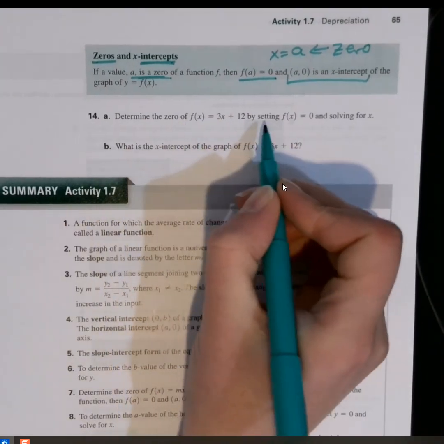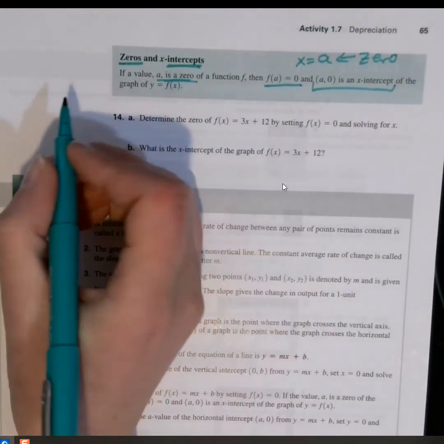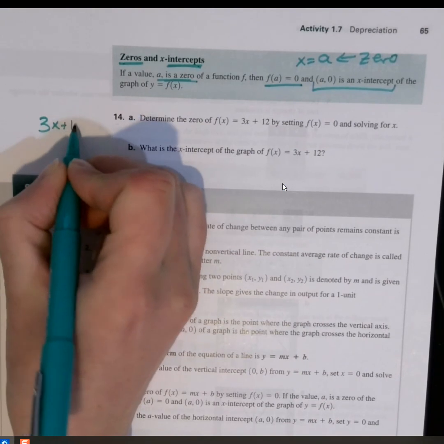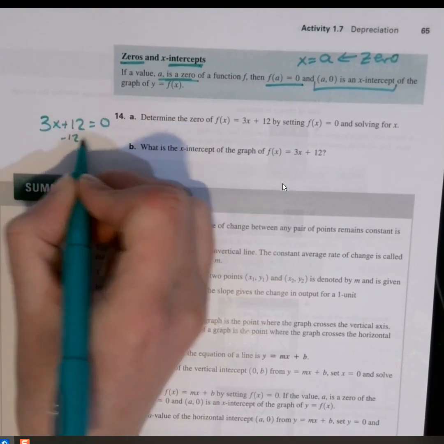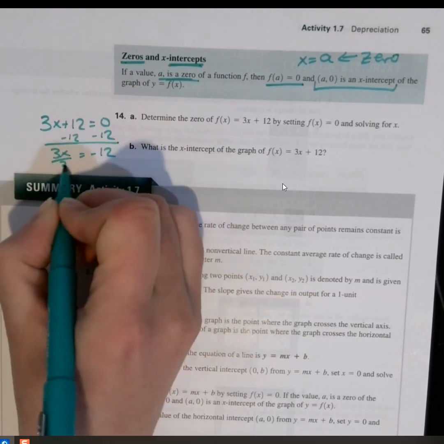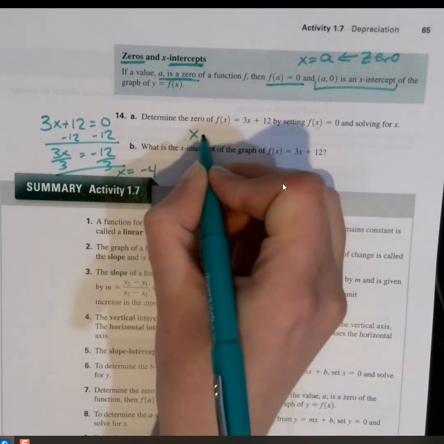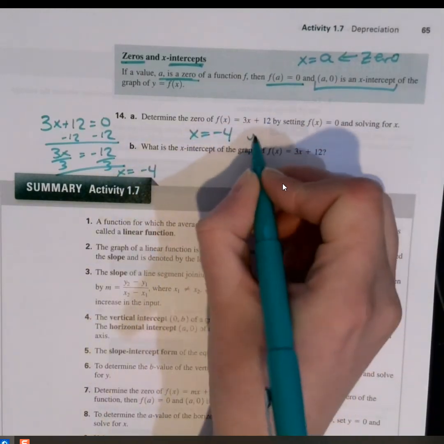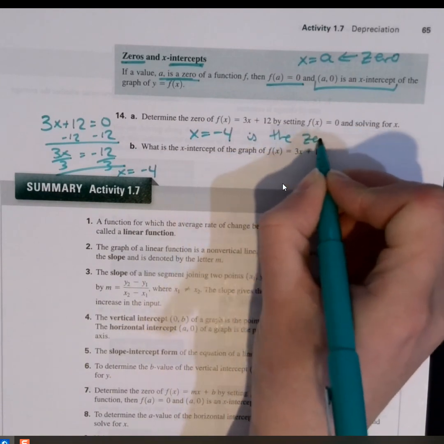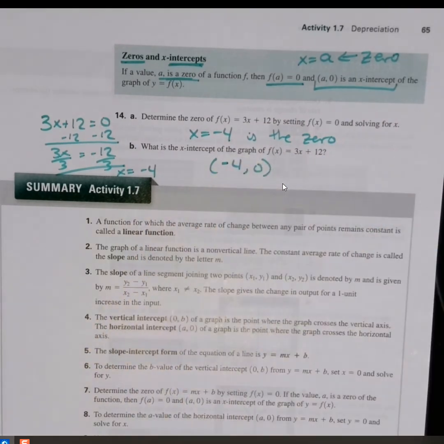Determine the 0 by setting the equation f of x equals 3x plus 12 equal to 0 and solving for x. So 3x plus 12 equals 0. We're going to subtract 12 from both sides. 3x equals negative 12. If we divide both sides by 3, we'll get x equals negative 4. So x equals negative 4 is the 0. And that means that the X-intercept is negative 4, comma 0. So there's a relationship between the two. They come from the same value. They're just displayed differently. One is an ordered pair, and one is just our value.